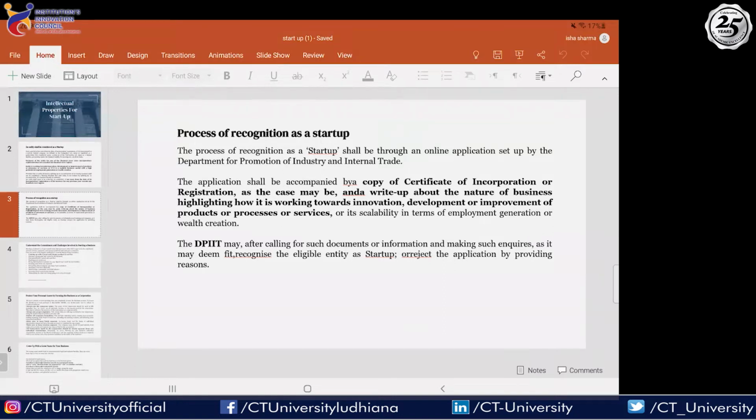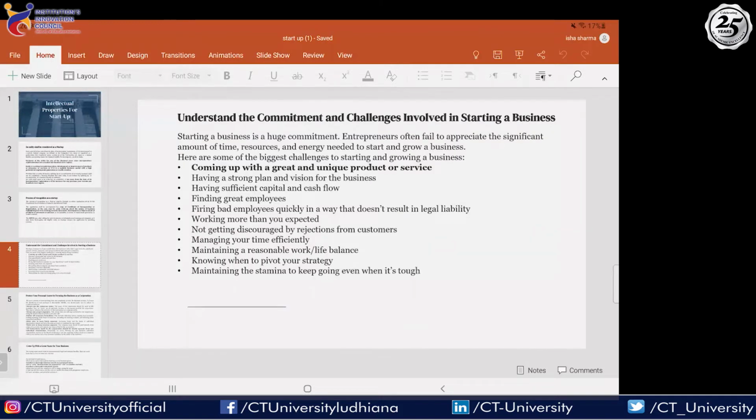They are the granting authority which issues you a startup certificate, under which you can enroll for a lot of IP benefits and a lot of tax benefits. Eventually, for funding as well, you can raise funding from different organizations on that certificate issued to you.